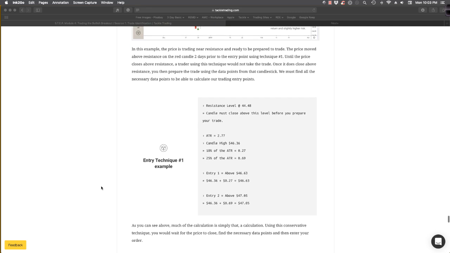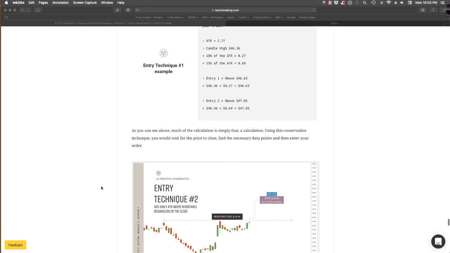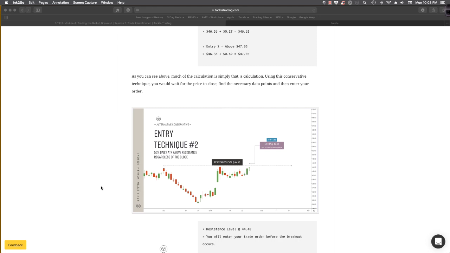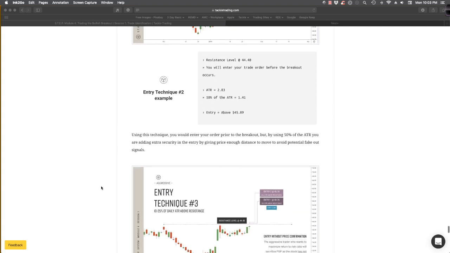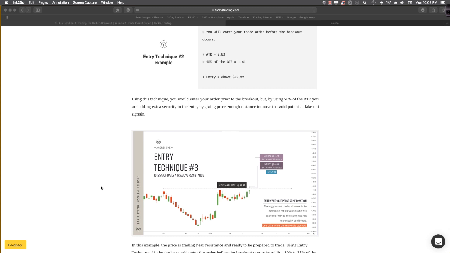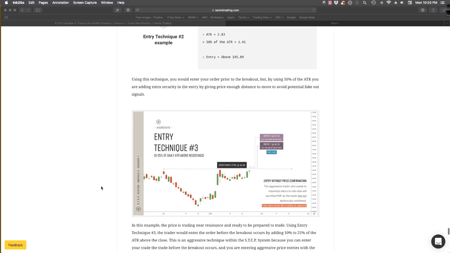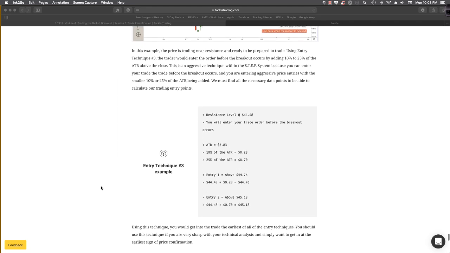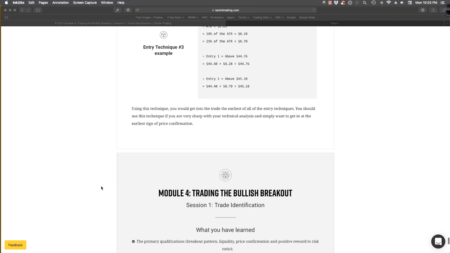So you can use the examples from the STEP system write-up. Again, watch the main videos, and you've got a couple good examples on how to use entry technique 2. Again, 50% of the daily ATR above resistance, regardless of the close. You can go with entry technique 3, 10 to 25% of the daily ATR above resistance, and wait for it to trigger. That's much more aggressive. Or again, you can wait for that close. A lot of traders like to wait for it to close above resistance.